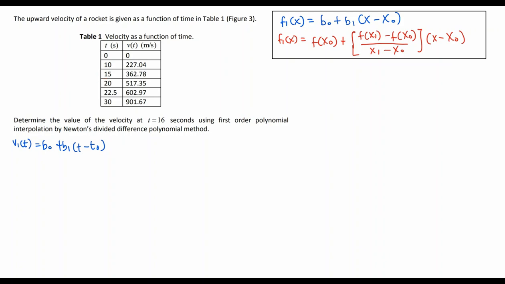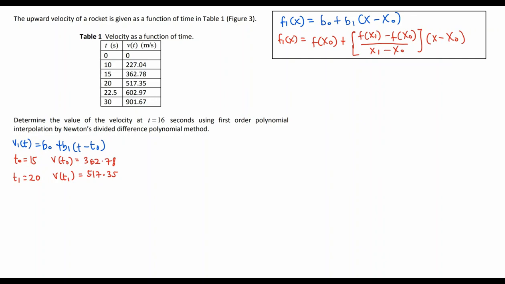So we are going to have our t naught equal to 15 seconds, and v of t naught equal to 362.78 meters per second. And then I'm going to have t1 equal to 20 seconds, and v of t1 equal to 517.35 meters per second. So these are the data points.